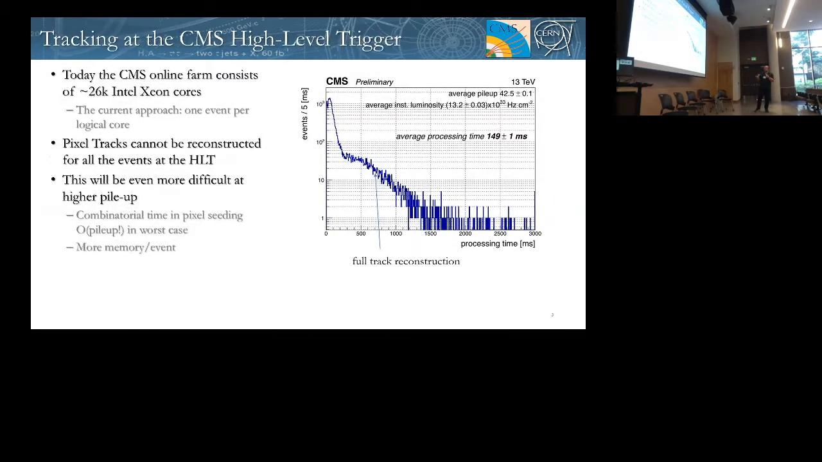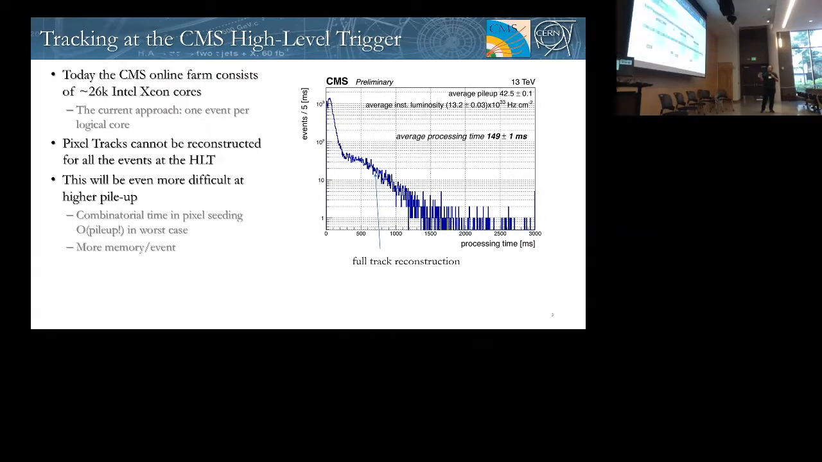And if we take a look at the distribution of the event processing time, we see 2 behaviors. One, which is a quick response: basically, we accept the level 1 decision. The second one is a tail when we start doing the track reconstruction, and this tail can go up to 3 seconds, basically. So this makes you feel that it's impossible to run pixel tracking and full track reconstruction for every event at the high-level trigger.